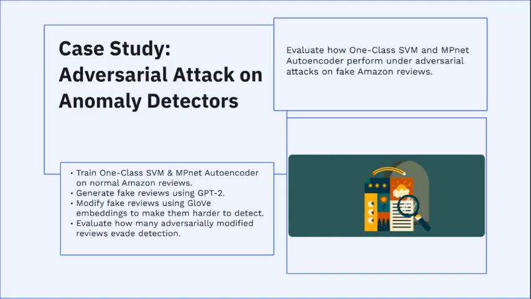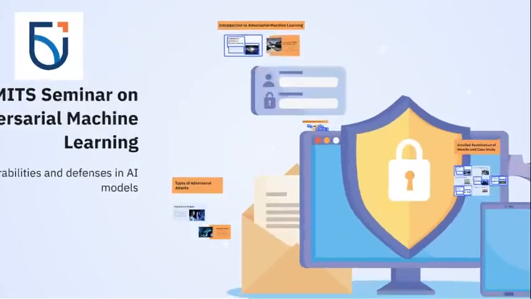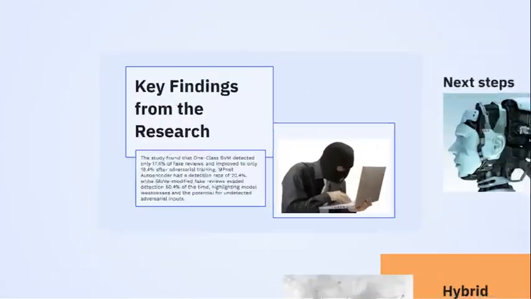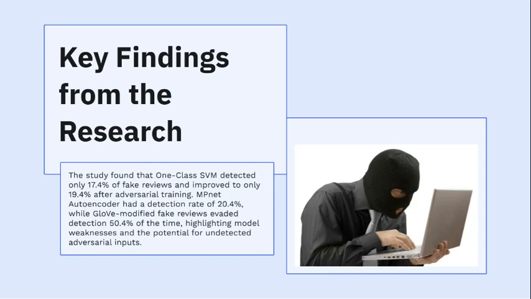This is our objective. So the final findings that I found: initially, one class SVM detected 17% of the fake reviews, and after some adversarial training, where we included some of the generated fake reviews to train the model, and after that robust training, it improved to only 19.5%. That small increase might be due to added vocabulary. The MPNet autoencoder has a detection rate of 20.4%. It detected 20.4% of the fake reviews that were generated by GPT-2.